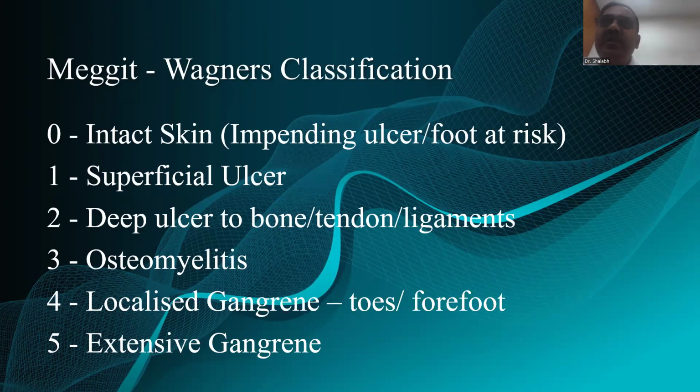Grade 1 is a superficial ulcer. Grade 2 is a deeper ulcer where the muscles or the ligaments or the bone is now exposed. Grade 3, where the infection has spread into the bone. 4 is a localized gangrene. Gangrene would mean involving all the components, the soft tissues, the muscles, and the bone. If it's localized to the toes, it's grade 4. If it is more extensive, it's grade 5.